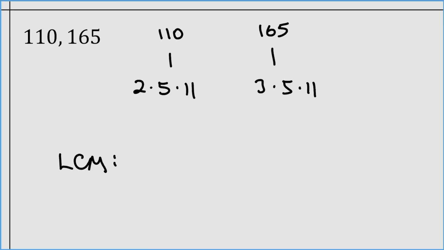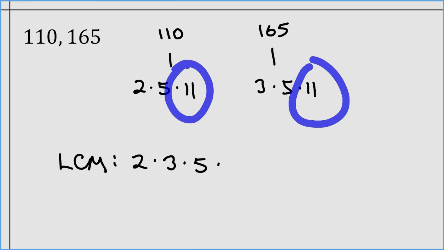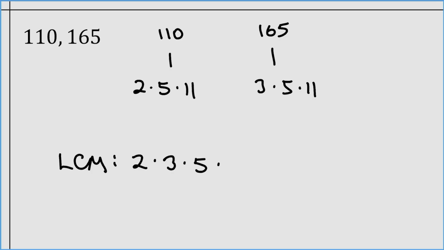Okay, let's see. We only have one 2 to choose from, and it has an exponent of 1, so we copy that down. We only have one 3 to choose from, which also just has an exponent of 1. We have these two 5s, but they both have an exponent of 1, so that's all we need. The same is true of the 11s. These are just 11 to the first power. There's nothing squared here, no exponents.